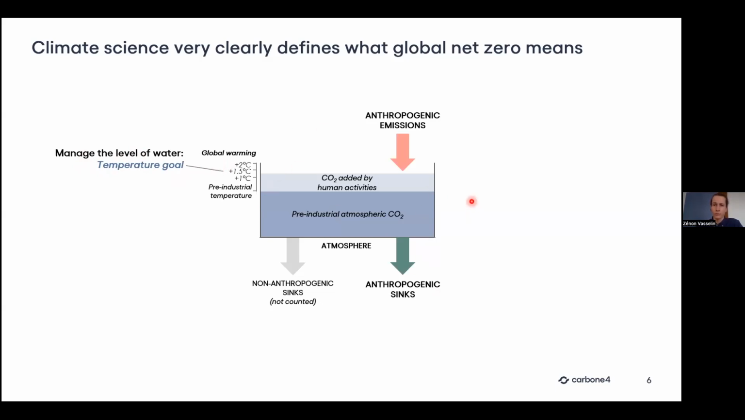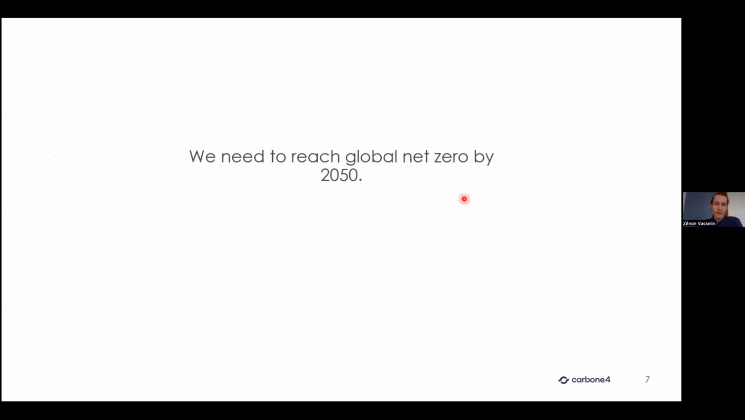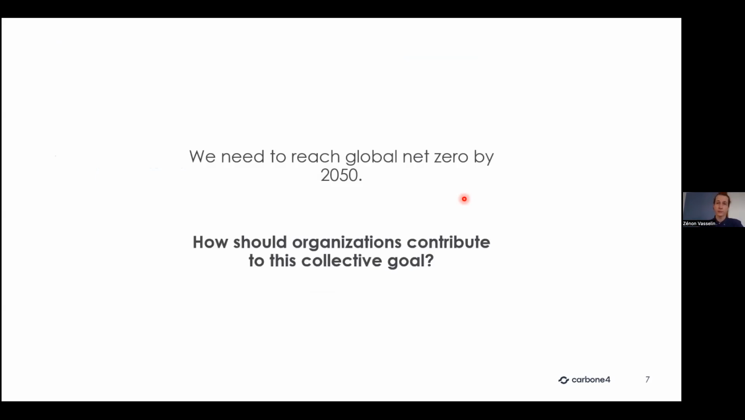And there is another goal, which is the carbon neutrality. And this goal is about balancing the tap and the sinks. So closing the tap a lot and restoring the sink for it to absorb the excess water. This is the neutrality goal, and this is what global net zero means in scientific terms. Okay. And we need to reach global net zero by 2050, roughly. But how can we transpose this for companies? That is the central question of the Net Zero Initiative working groups, basically.